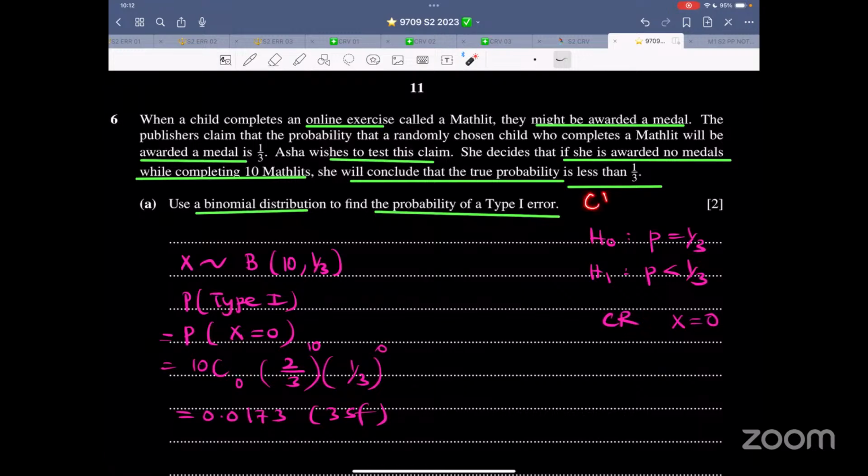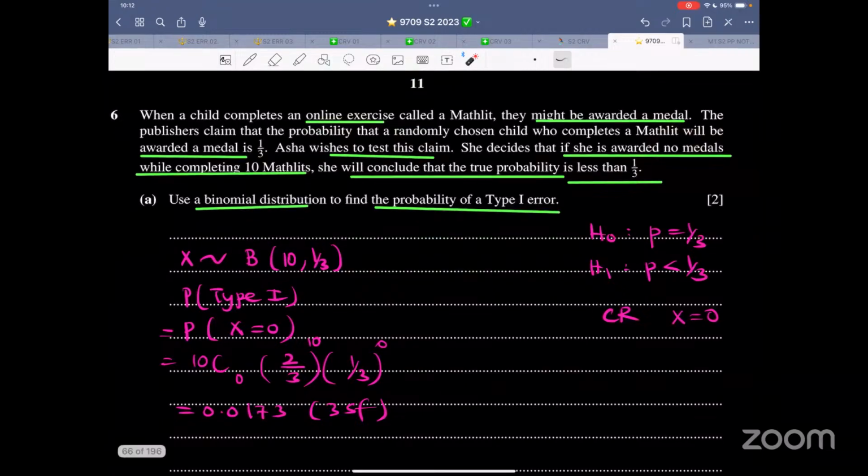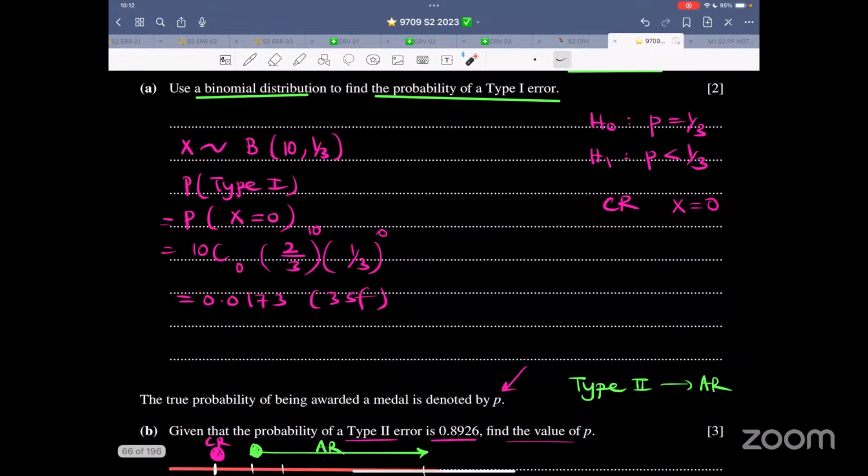So the critical region is X = 0. Why? Because she will be rejecting H0 and accepting H1. Overall, it was 1/3, and now she is claiming she will conclude the true probability is less than 1/3. She will conclude to reject H0 and accept H1. So the critical region is no medals, that is X = 0. That is the main thing: critical region, X = 0.